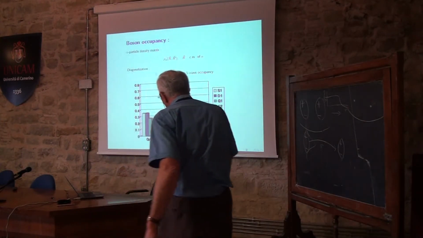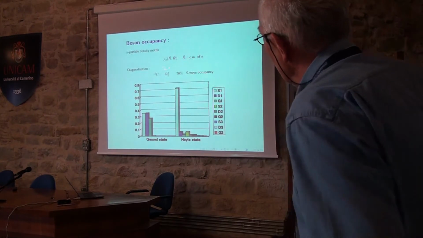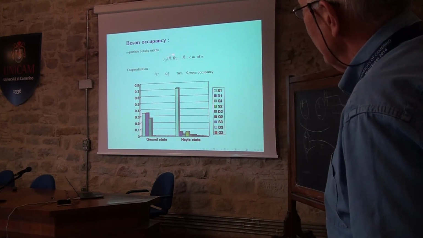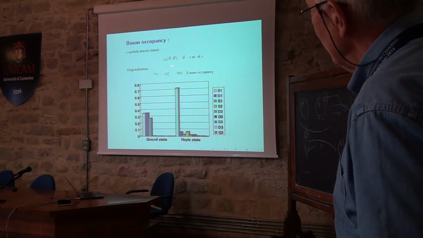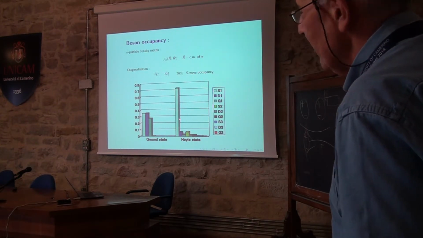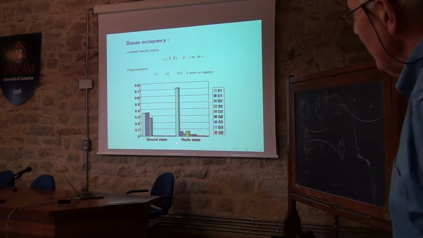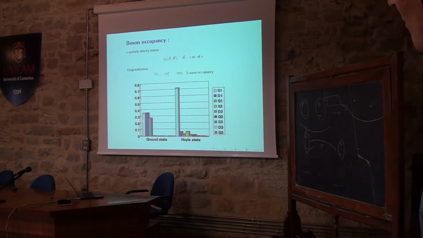Then we looked at the occupation numbers. We have the single particle density matrix constructed as the center of mass of the alpha particles. We diagonalize them in the ground state and in the Hoyle state. And you see the ground state is completely 100% compatible with an ordinary mean field. I don't explain, but this is just 3 S, D, and G waves.